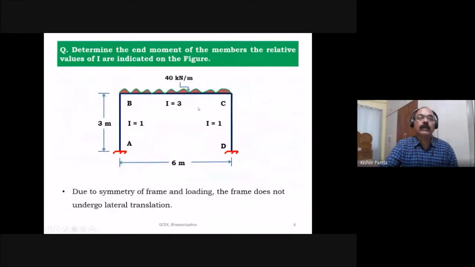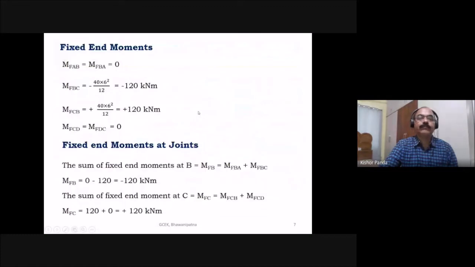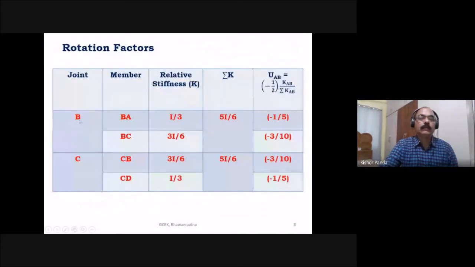This is one joint and this is another joint, B and C. So here you write B and C. At joint B, how many members meet? BA and BC. And at joint C, how many members meet? CB and CD. First you find out the relative stiffness of the member BA and the relative stiffness of the member BC.